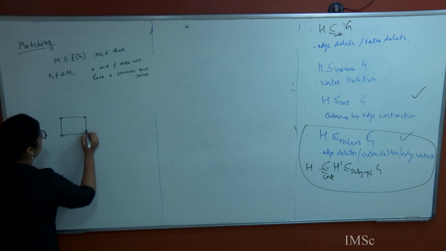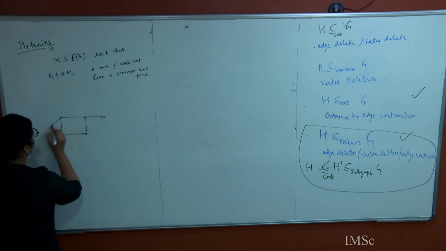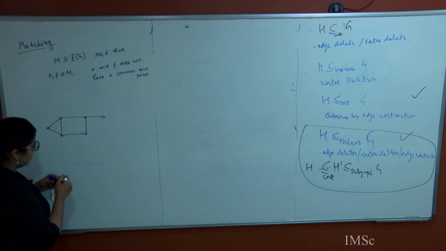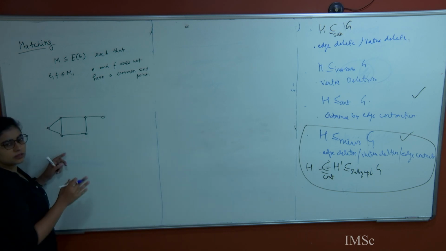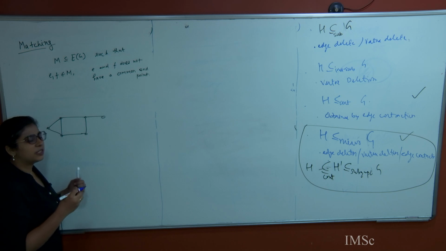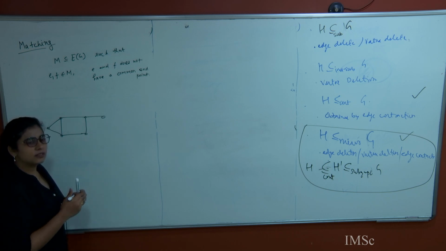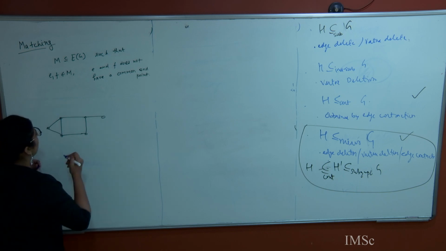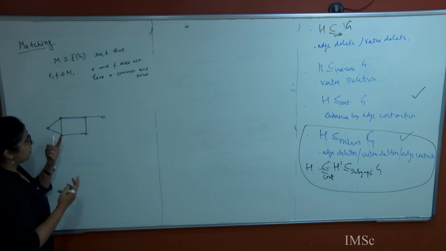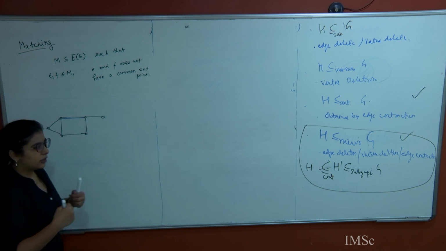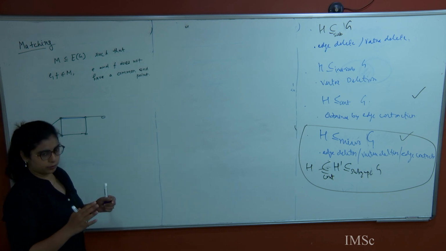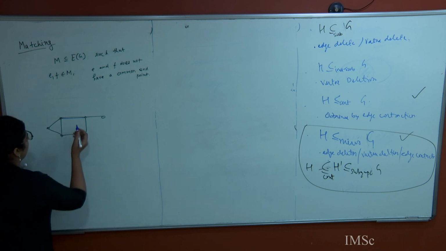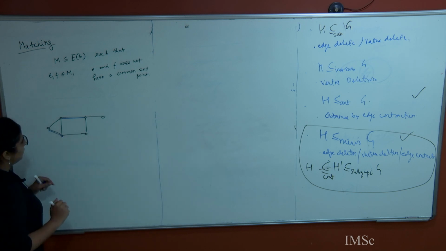Let's look at some example. Can you tell me some matching here? Can you tell me some trivial matching in a graph? A single edge, right? If I pick one edge, that is a matching. Our goal is actually to maximize the matching size, so we want a matching with the maximum number of edges. So, okay, this is one matching.